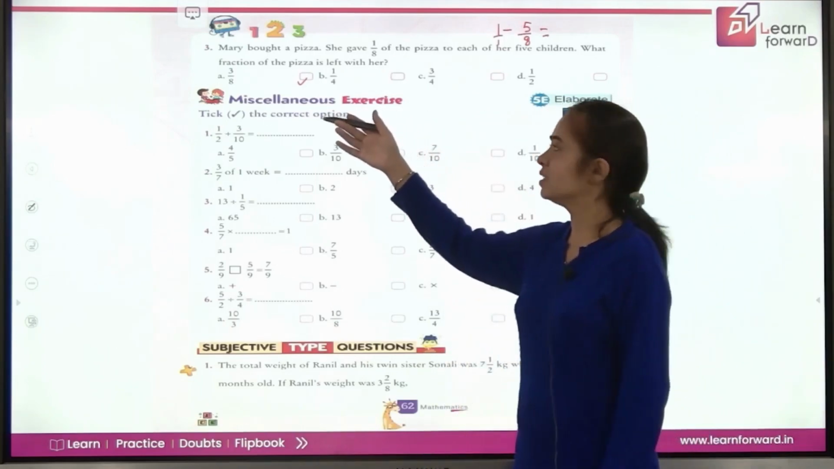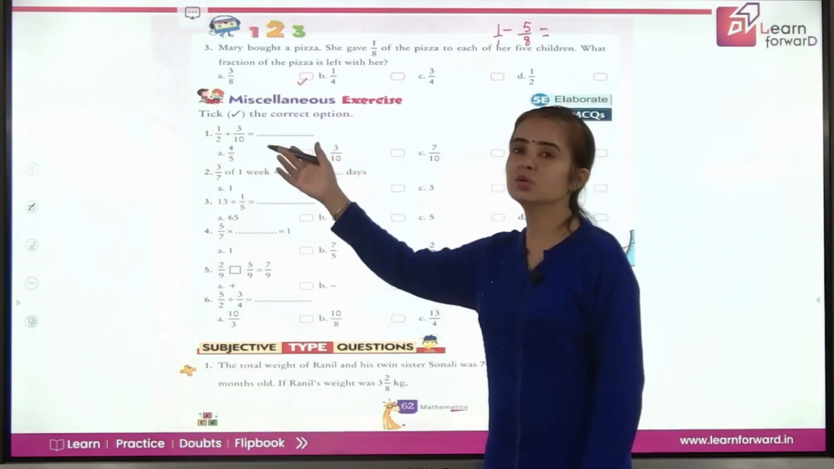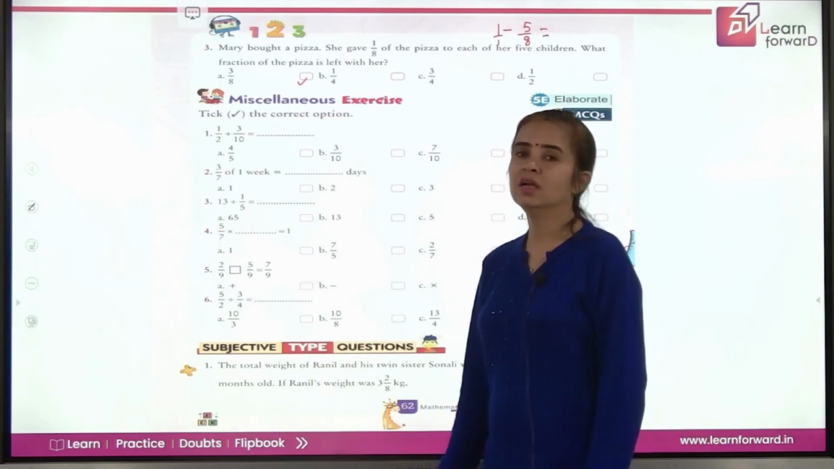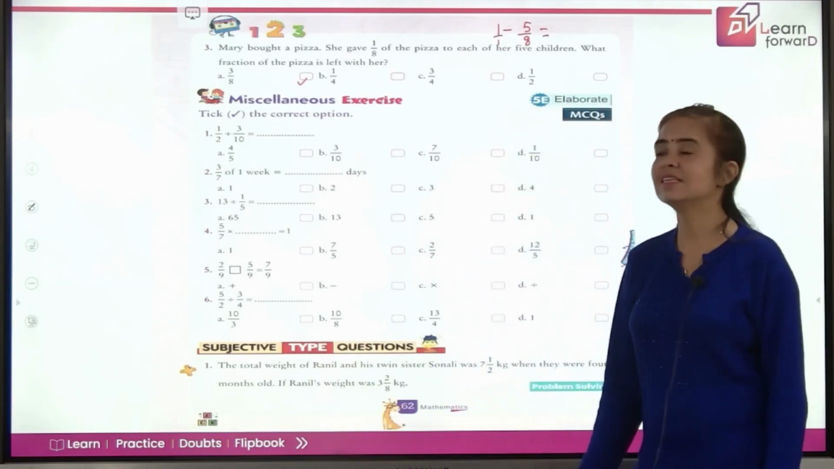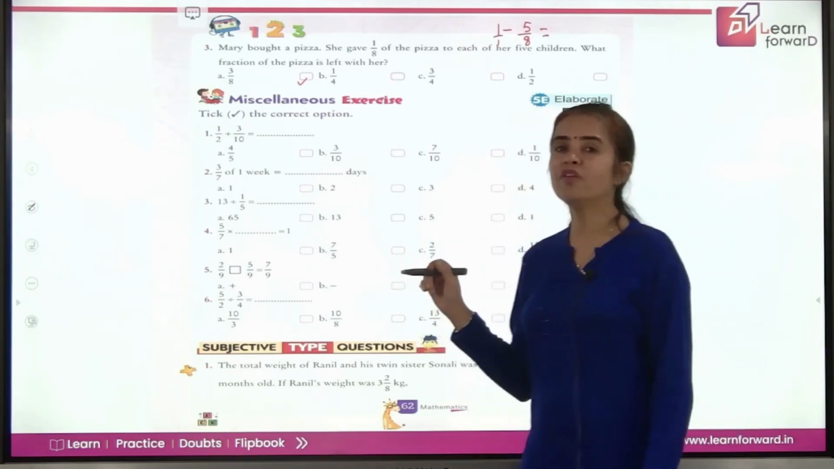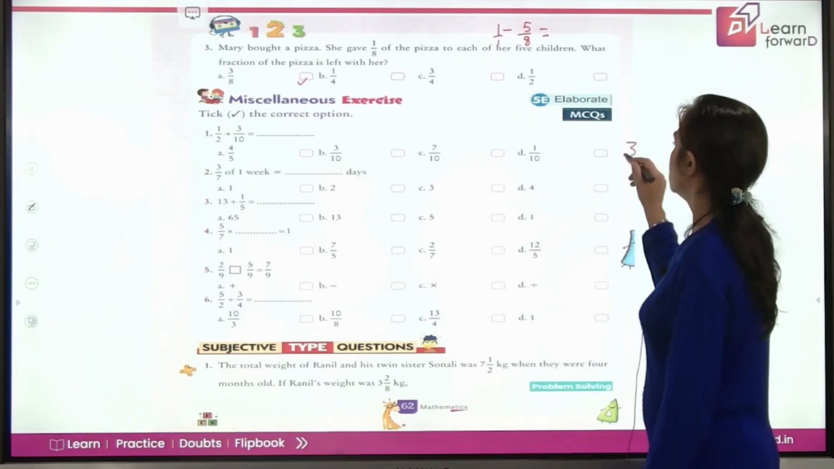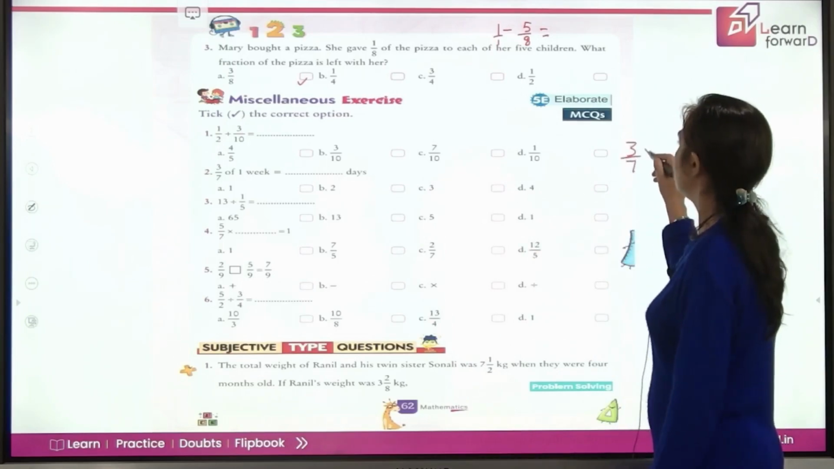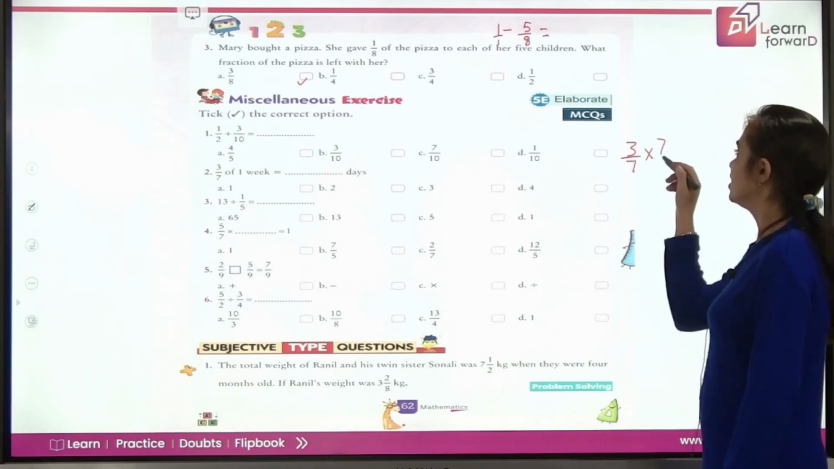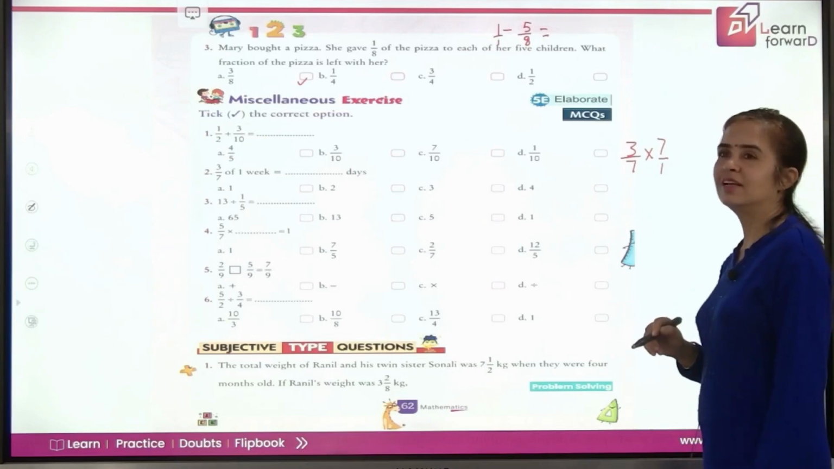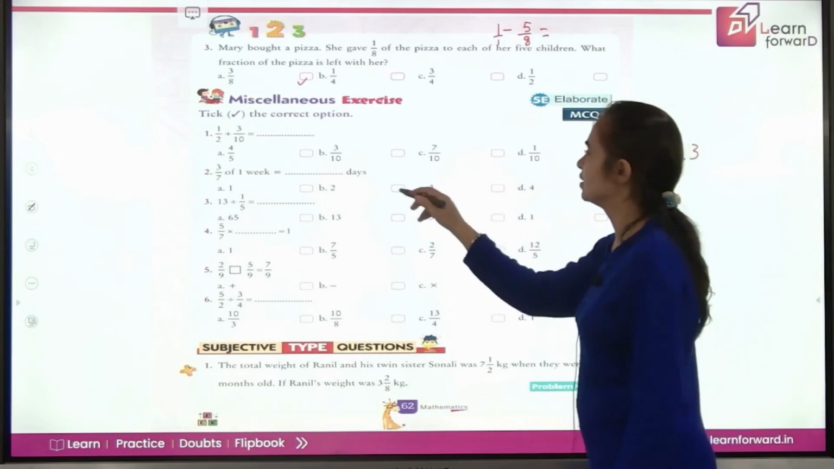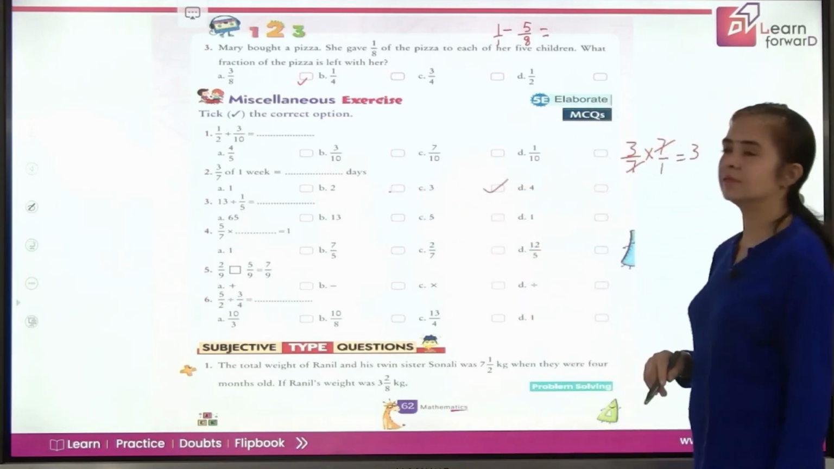Now here's miscellaneous exercise for you. Tick the correct options. So adding the fractions, 3 by 7 of 1 week. How many days are there in a week? 7. And what do you mean by of? You have already learnt about BODMAS. So of means multiplication. So you can say 3 by 7 of means multiplication. 1 week means 7 days. And 7 days means 7 upon 1 fraction. So what do you get, children? You get 3 days as your answer. This is your correct answer.